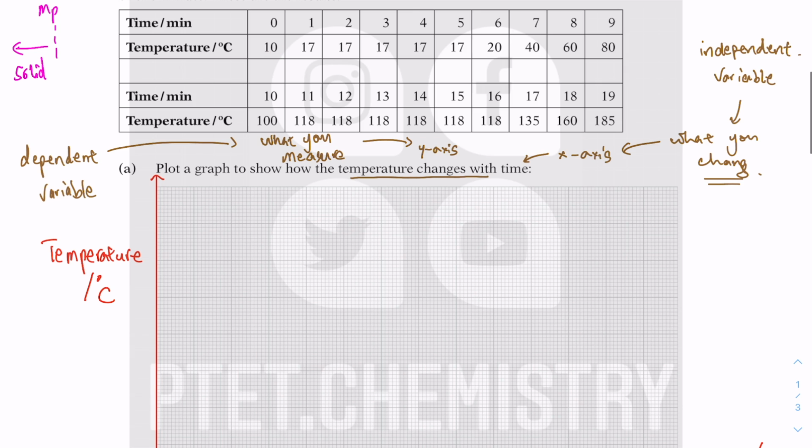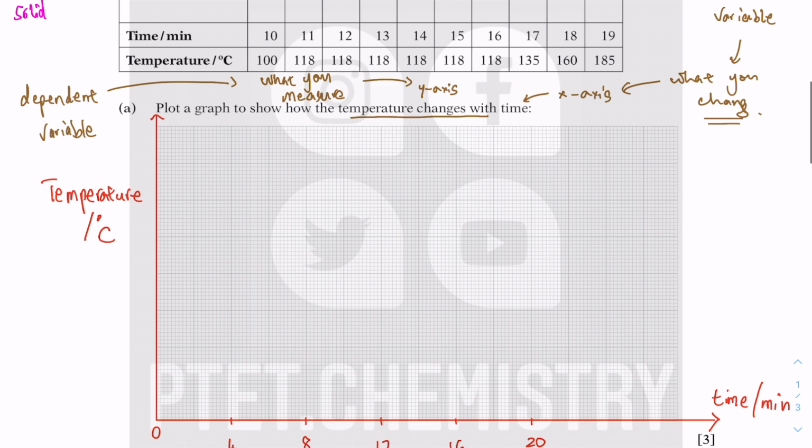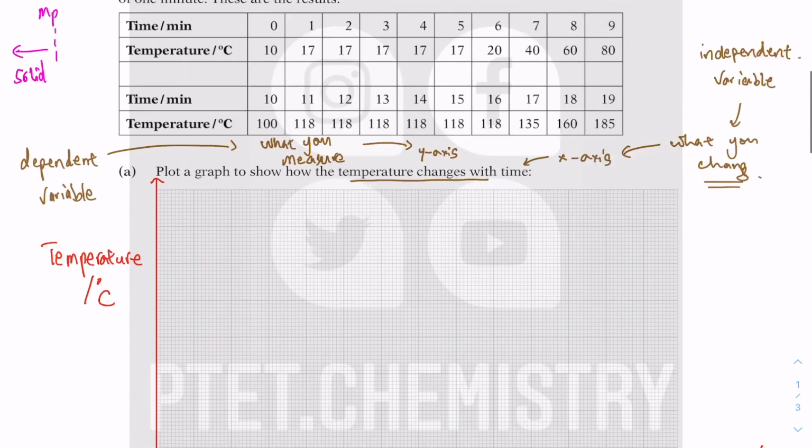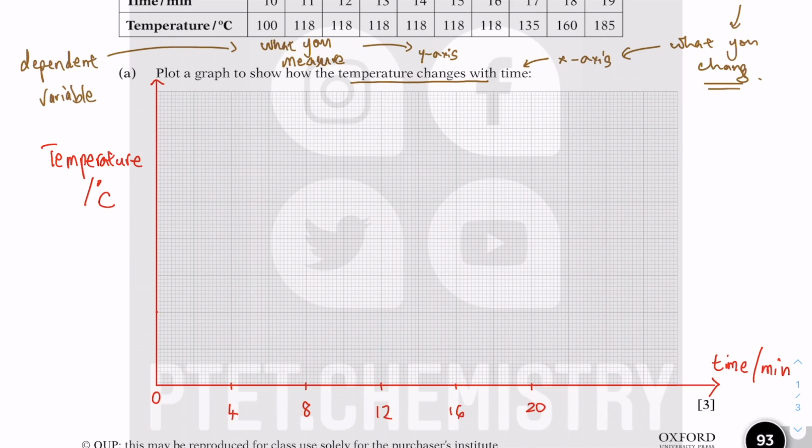so we have 10 up until 190. So give or take, that's around 180, right? 180 degrees Celsius. If I start from 0 degrees to 200, there's 50, 100. Yep, I think that will do. So that is 50, 100 degrees Celsius.